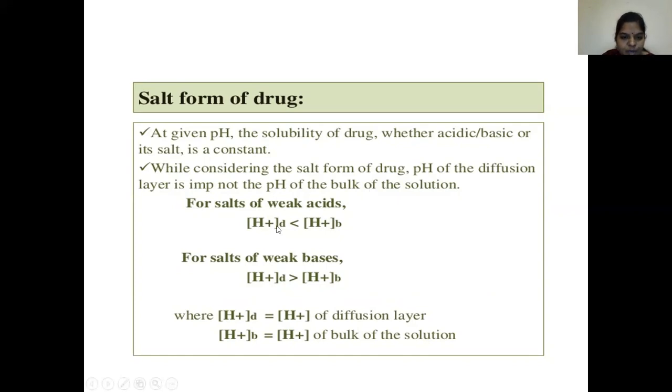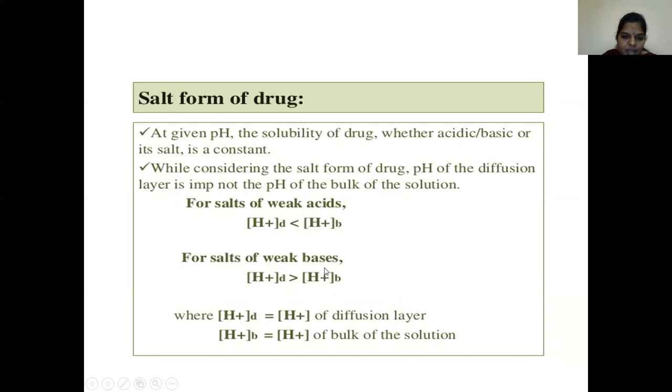So H plus in D is less than H plus in B. That is diffusion layer hydronium ions, and bulk of the solution hydronium ions. For salts of weak acids, the hydronium ions are more at the diffusion layer. Okay, the hydronium ions of the bulk of the solution are less in case of salts of weak acids.